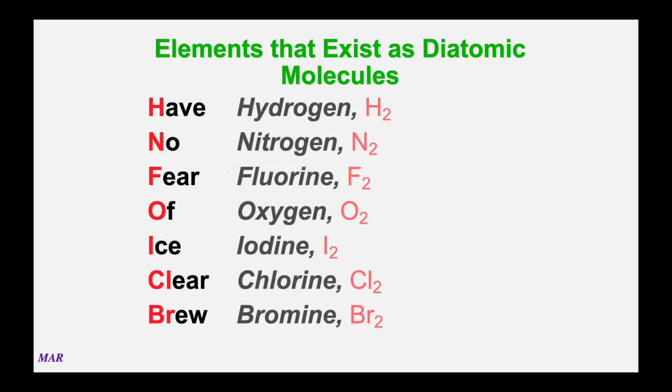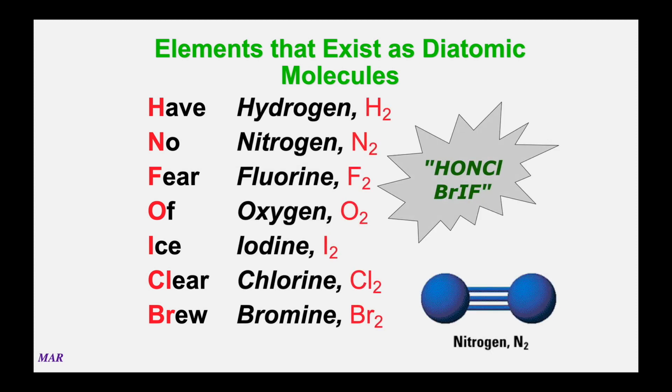So when it comes to hydrogen, nitrogen, fluorine, oxygen, iodine, chlorine, and bromine, all of those exist as diatomics, two of them. So that's where the "Have No Fear of Ice Cold Beer" thing shows up. Now, some people like using the expression "HONClBrIF," which is in the kind of star right there, and that's fine. And there's several other sayings like this, but these seven diatomics are going to be really important to us in the next section. So hang on to this piece of knowledge. These are going to come back.